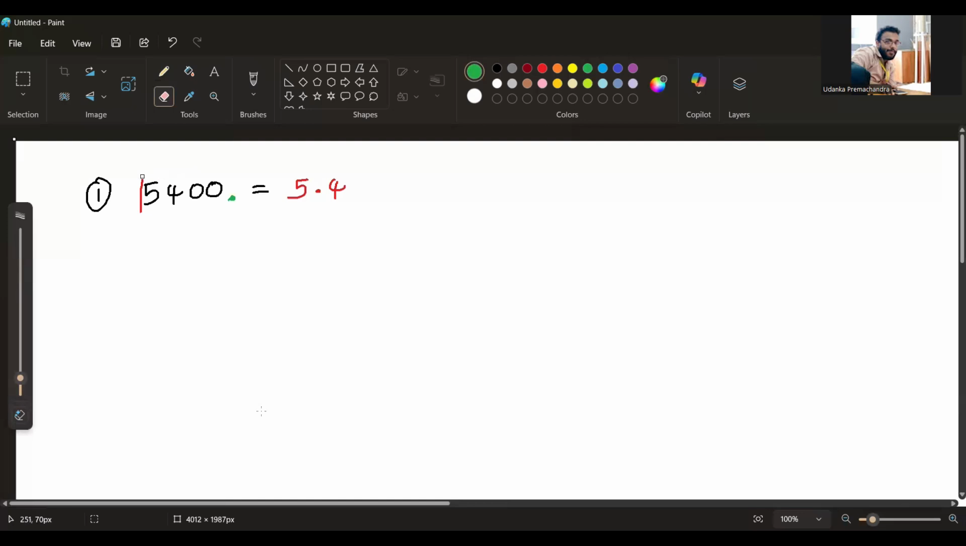Now, I wanted to take it in between 5 and 4. If I want the decimal point in between 5 and 4, how many times should it move? 1, 2, 3 times to the left side. If I am moving 3 times to the left, it should be 10 to the power plus 3. So you can write it like this: 5.4 times 10 to the power plus 3. Is that clear?